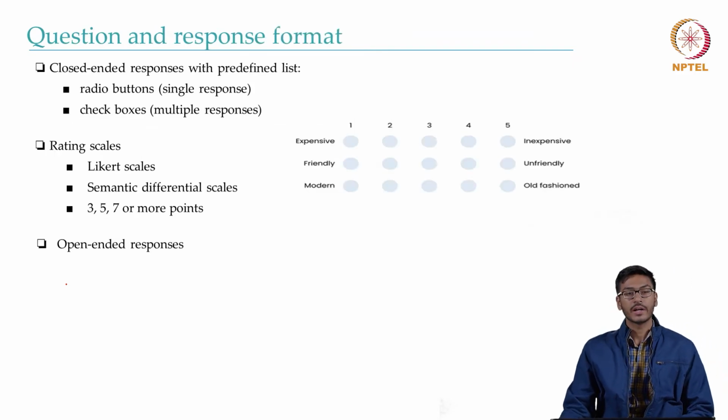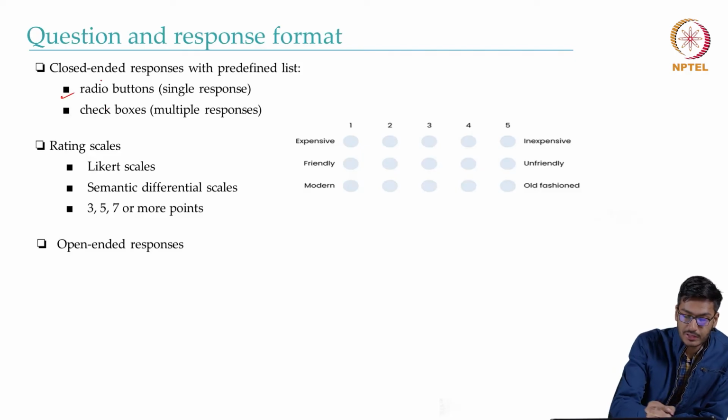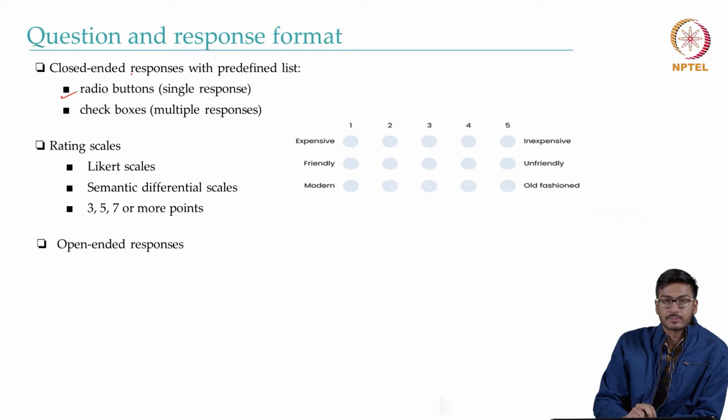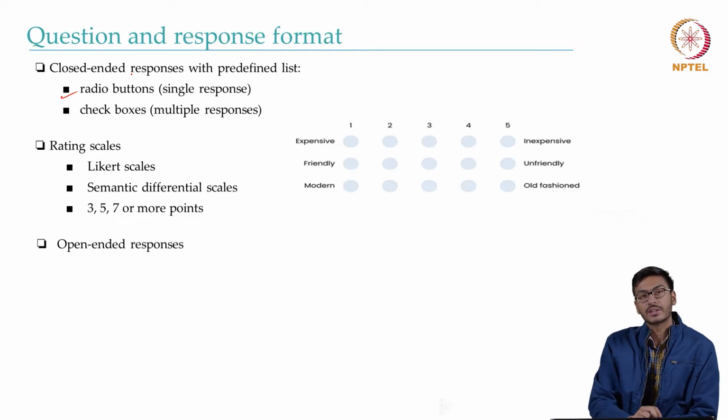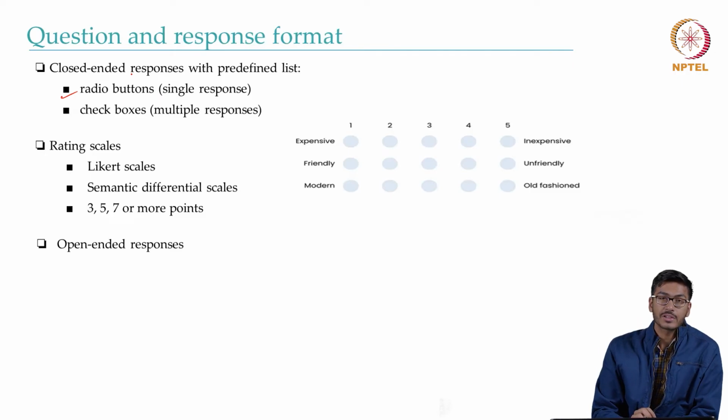We also need to look at how questions and response formats go against each other. Close-ended questions have a predefined list, which may include radio buttons, which are simply single response buttons for a question. If a question has a single response answer, it will most likely have a radio button, as we will see next. For multiple responses, we have checkboxes.